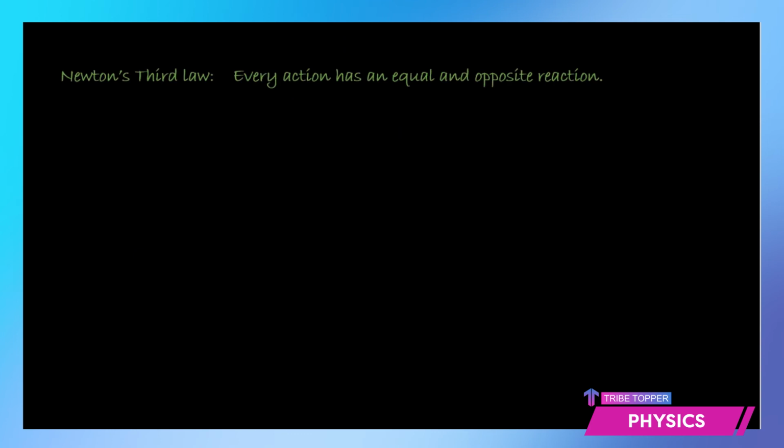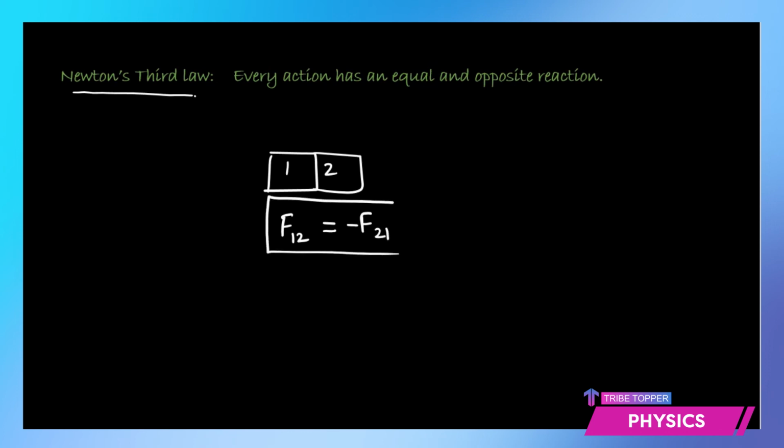And last but not the least, Newton's third law is that every action has an equal and opposite reaction. So if I have two bodies, one body exerts a force on the other as F12, then it experiences an equal and opposite force exerted by 2 on 1. We put a negative sign here just to indicate that they are equal and opposite. So forces will exist in pairs.